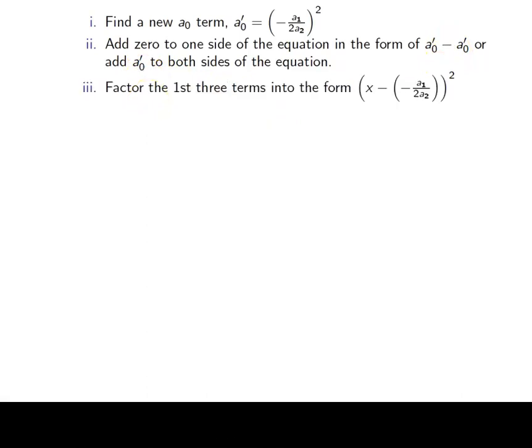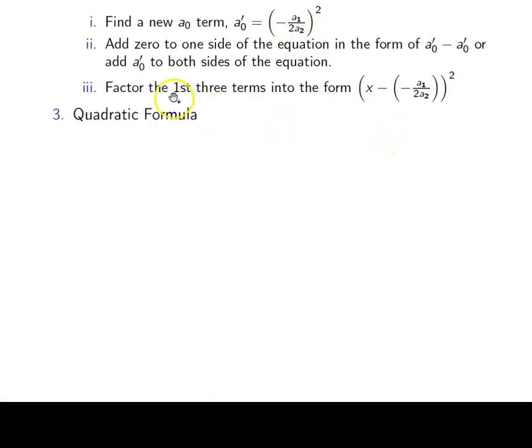Once you've done that, your first 3 terms can factor into a perfect square that takes this shape. So again, notice it's x minus that thing that you had here before you squared it. Okay, so just the a1 over 2a2 before you square the term. So your middle term divided by 2 times your leading term, your leading coefficient.